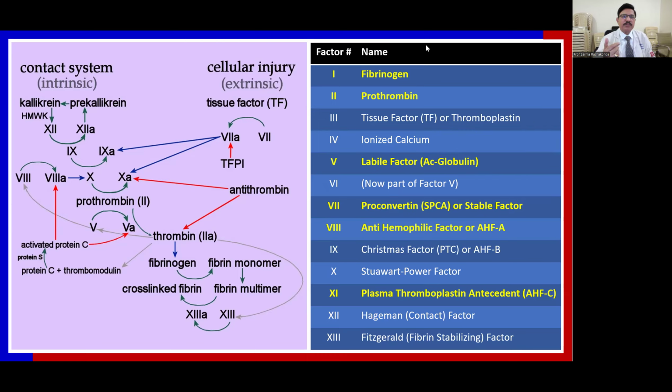But how does 10 come? 10 requires the support of several factors like ionized calcium, Labile factor, proconvertin, and antihemophilic factors A, B, and C. The 10th factor now becomes 10A. 10A now activates prothrombin to thrombin. Thrombin is activated, and thrombin now acts on the fibrinogen to produce the fibrin. That is called the contact factor or the Hageman factor. The Hageman factor's role is to bring the fibrin meshes together, and the Fitzgerald factor is called the fibrin stabilizing factor. These are the 11.